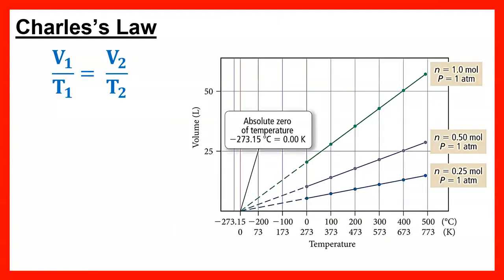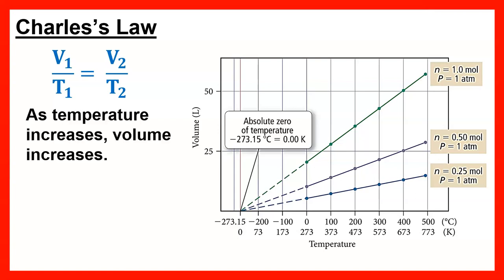Charles's law is about volume and temperature. Think about leaving something in the hot car. If you leave a soda in the hot car, it could explode, right? As temperature increases, the volume increases. Your volume is going to get bigger as your temperature increases. We can see that on a graph like this. That would be considered a direct relationship.